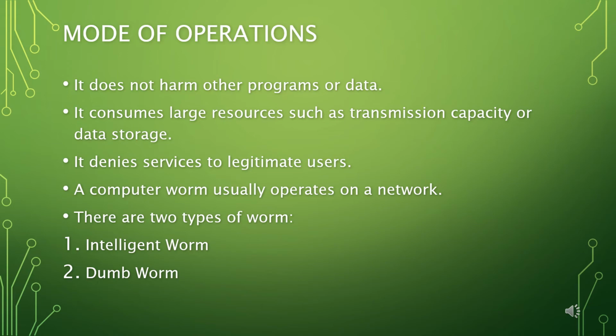Because there are two types of worm: if the worm is intelligent, after reaching a node, it checks whether a copy of itself is found. If it exists, it does not create any more copies. Whereas if the worm is dumb, it just copies itself to all the nodes. So if one node address appears several times in the network, then it would have multiple copies of that particular worm.